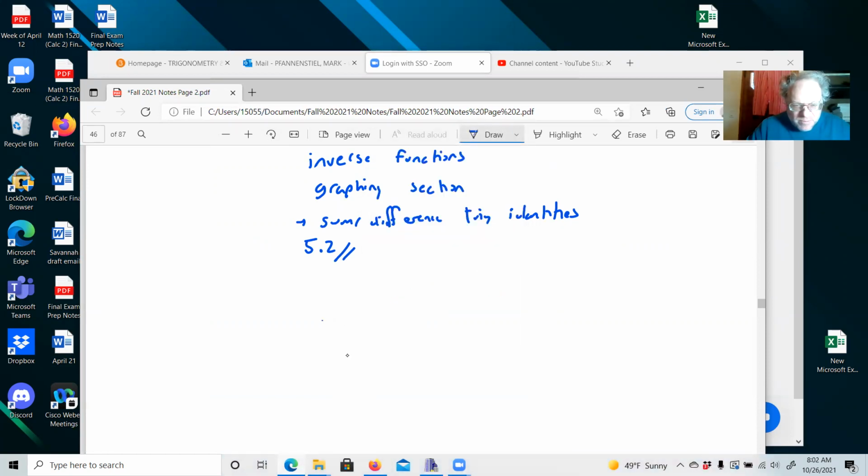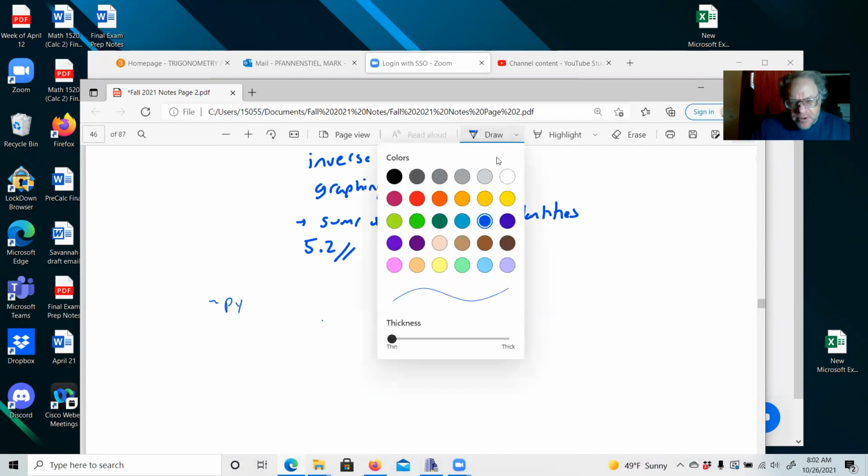I wish there was like a halfway point between this one and the next one. Okay, so Pythagorean identities. Yeah, I can't do that. It's right bigger, I guess.